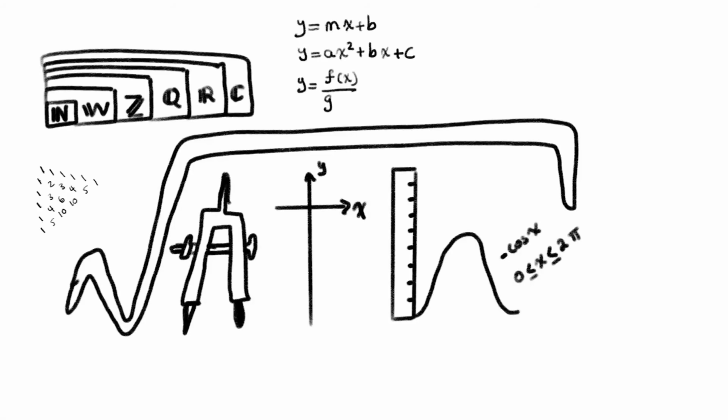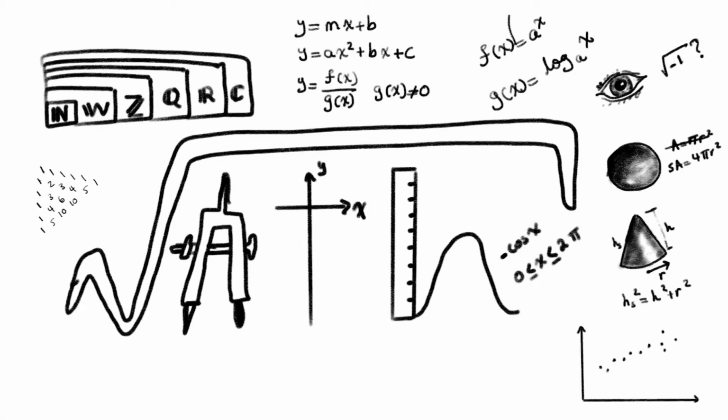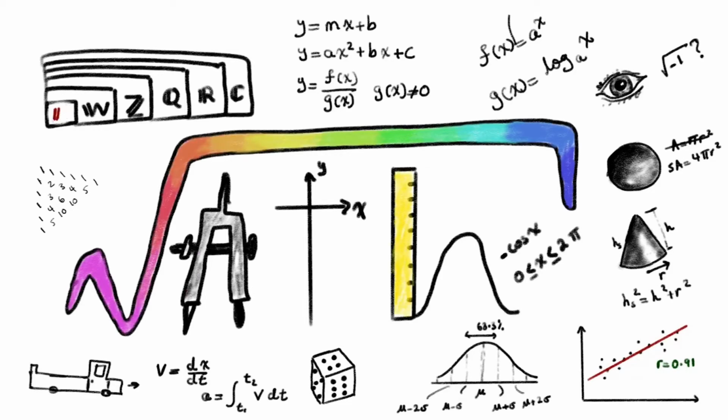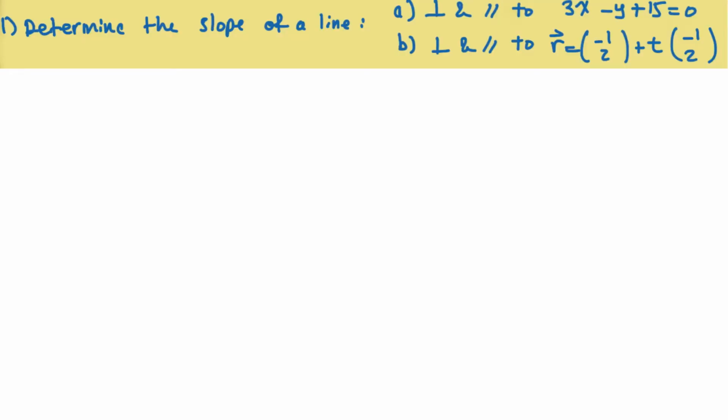Welcome to this video, which is the full solution to the practice questions from lesson 13.2, two-dimensional lines, Cartesian and scalar equations. For the first question, we want to determine the slope of the line which is perpendicular and parallel to 3x minus y plus 15 is equal to 0, and the line which is perpendicular and parallel to this vector equation, r is equal to (negative 1, 2) plus t times (negative 1, 2).